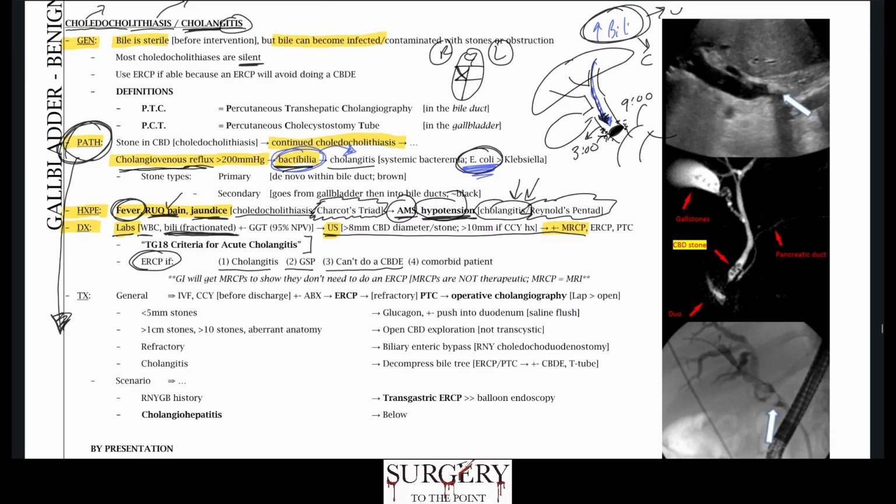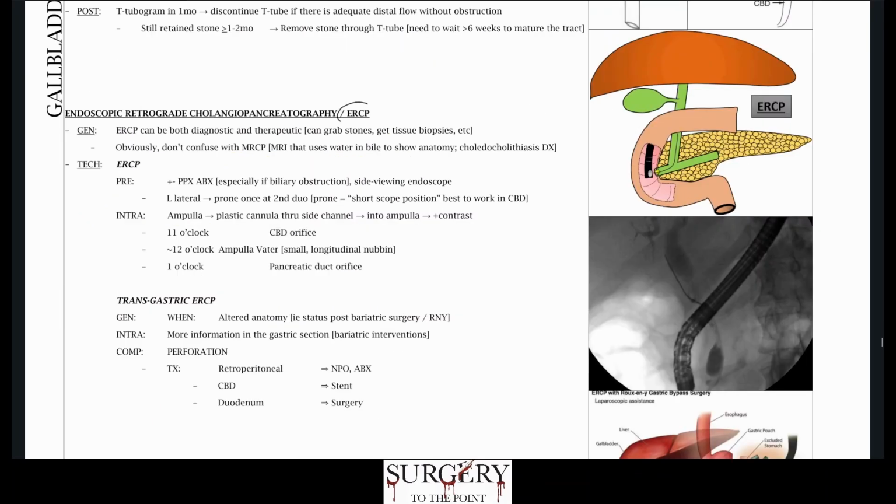What we're going to review right now is an ERCP versus MRCP. And I'll state that when you're in a tertiary care or quaternary care hospital, GI is going to want to get those MRCPs to show that they don't need to do an ERCP. But the case in point as to why I mention this is that MRCPs are not therapeutic. MRCPs, for all intents and purposes, equals MRI. So, what is an ERCP?